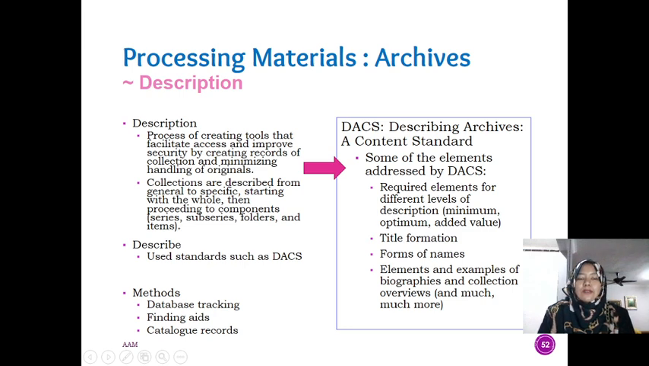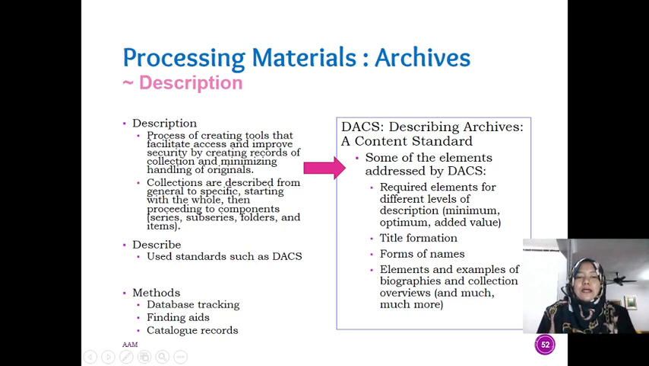So description is a process of creating tools that facilitate access and improve security by creating records of collections and minimizing handling of originals. So this is one. We use the DACS, Describing Archives: A Content Standard. Some of the elements addressed by DACS are required elements for different levels of description, minimum, optimum or added value, title formation, form of names and elements, and examples of biographies and collection overviews, and much more. So this is how we are going to describe the material itself.